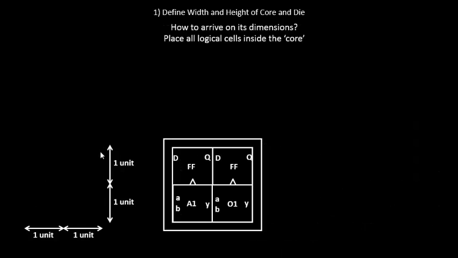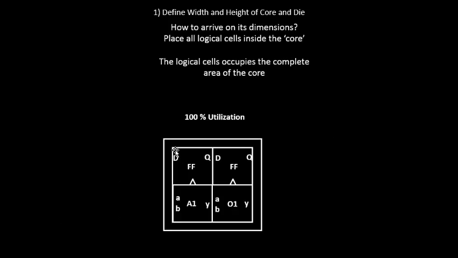So if you see, this particular netlist, which was of 4 square units, occupies the complete area inside the core. So what does that mean? You have actually utilized your core 100%. If there was some area left out, then it would not have been 100%, it would have been some other percent. But in this case, your complete logic, your netlist, is completely occupying the core area, and that's why we call it 100% utilization.